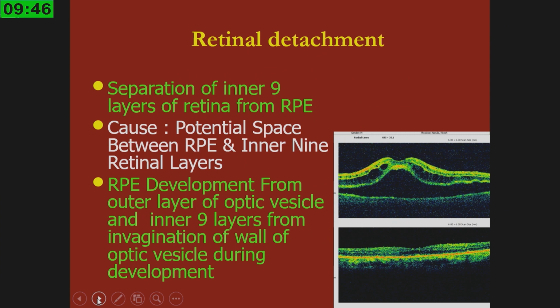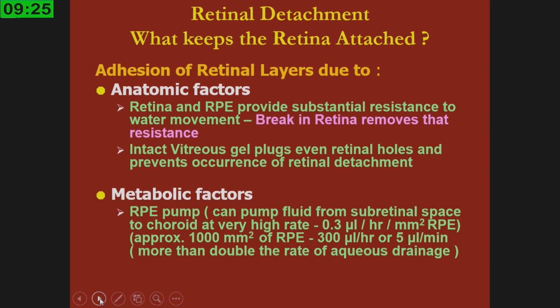It occurs because there's a potential space between the RPE and the other 9 layers, which occurs during development. When the optic vesicle invaginates, the RPE develops from the outer layer and the inner 9 layers develop by the invagination of the wall. So that's where you have this space coming from. Now what keeps this retina attached? This is important. If you want to know what detaches it, you have to know what attaches it.